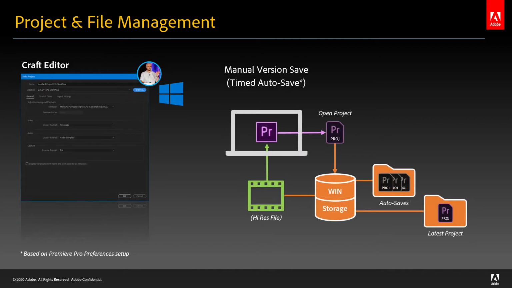This example shows a Windows system being used by the craft editor who intends to collaborate with the assistant editor. The same project file structure exists, but the media is now looking for a Windows-based mount point, different to the way a Mac connects to working asset files.